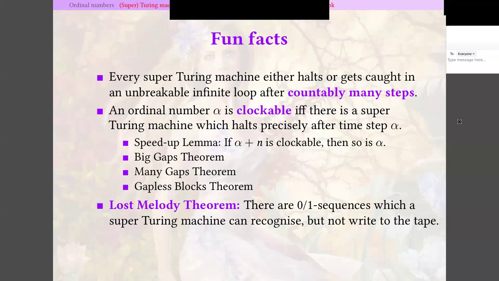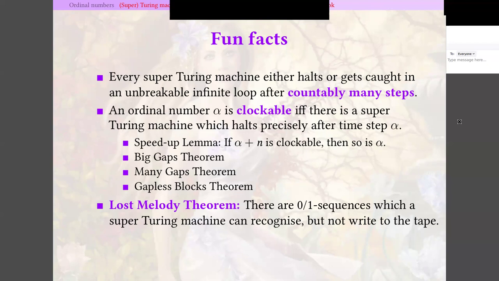This is the start state, and it does the following, namely, if it encounters a zero, then it puts a zero there and runs to the right. And if it encounters a one, then it puts a one there and runs to the right. And now that's it. In particular, I'm not designating any limit state. So on day omega, the machine will not know what to do because no limit state has been designated. And so it will just stop. This is a super Turing machine which stops on day omega.